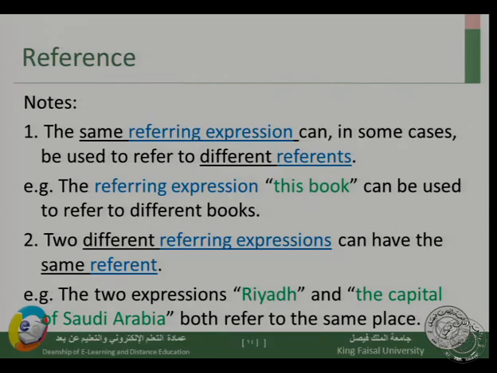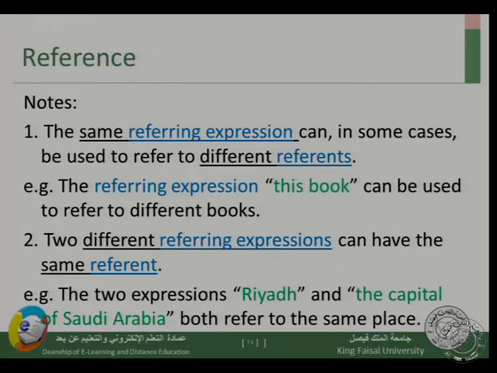So, for example, the referring expression "this book" that we used previously can be used to refer to different books. I can use it to refer to my book. Someone else can use it to refer to his book. So "this book" can be used to refer to more than one real-world object. And from this we get the point that the same referring expression, like "this book," can be used to talk about different references, different real-world objects.